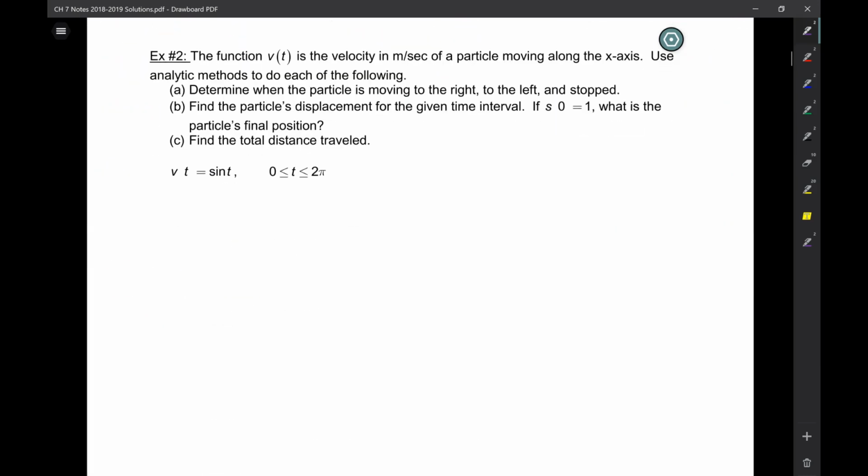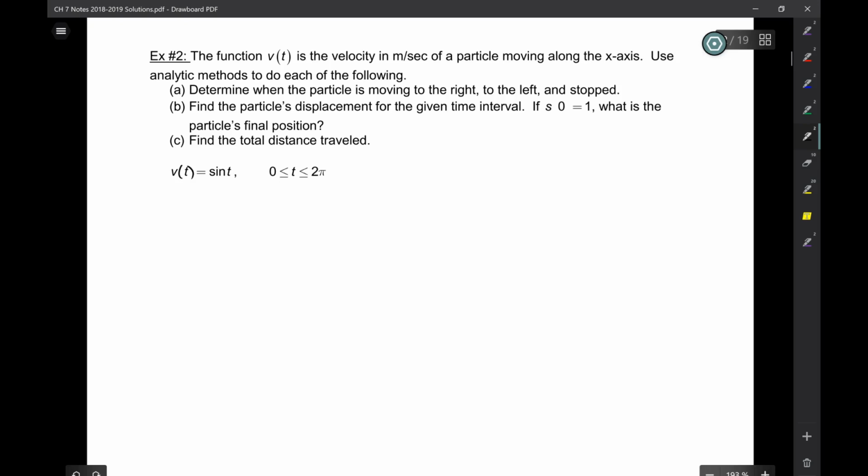The function v of t is the velocity in meters per second of a particle moving along the x-axis. Use analytic methods to find when the particle is moving to the right, left, and stopped. So let's take a look at what we have. We have v of t equals sine of t. So this is a particle that's oscillating, going back and forth. Determine when the particle is moving to the right, to the left, and stopped.